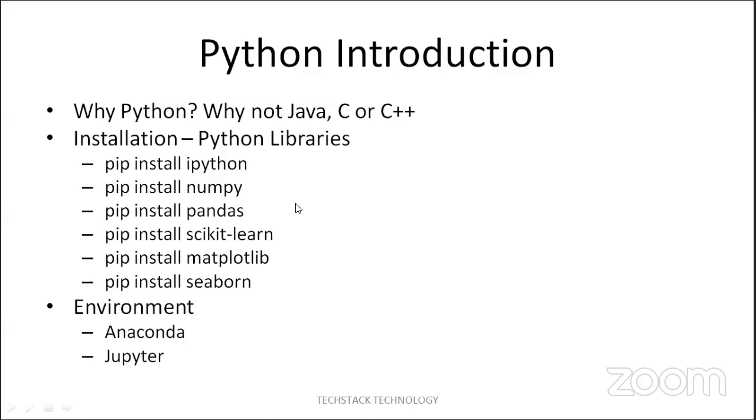Those libraries are called NumPy, Pandas, and scikit-learn. Additionally you need libraries like Matplotlib and Seaborn. These libraries need to be installed and configured on your machine. Normally we have the command pip to install a particular package or library. So, pip install IPython. IPython is another interactive shell. That's it, it gives you a best shell process.